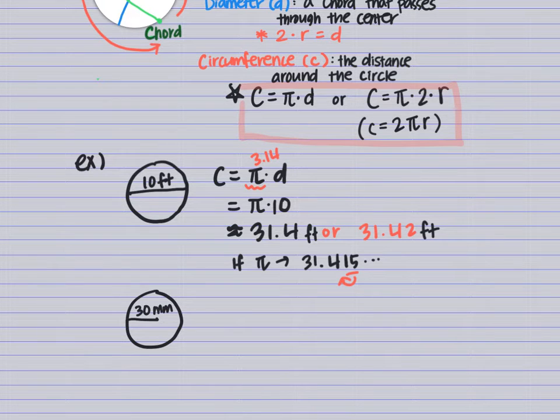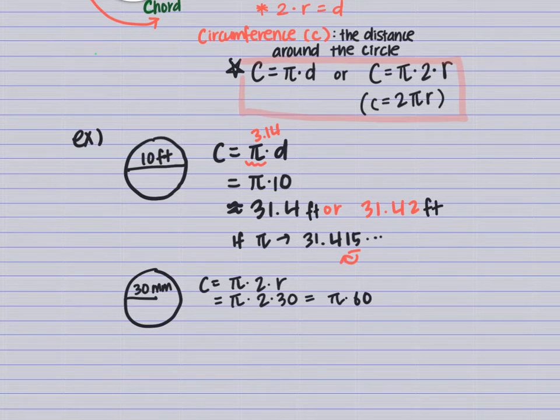Okay, let's say the radius of this circle is 30 millimeters. So what you're going to do is use the second equation. Then you're going to plug in 30 in there. So pi times 2 times 30, which is going to be pi times 60. So again, you're going to plug in the numbers. Pi, which is 3.14, times 60. Or you can do pi times 60 with the pi symbol.